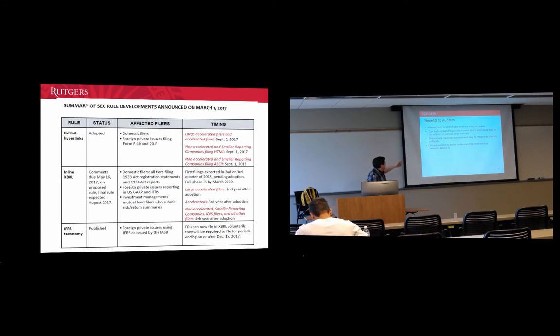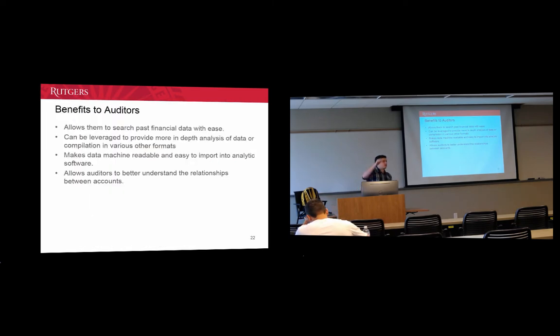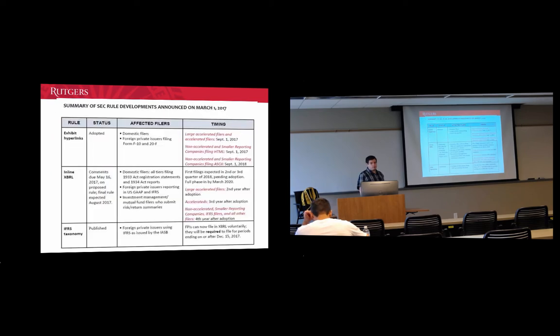This is about the benefits to auditors. It allows them to search and ask for information feeds. You can leverage more in-depth analysis, like how it lets you drill down and click on different things. It makes the machine-readable information easy to import to any software, because before XBRL this wasn't an option. And it allows auditors to better understand the relationships that exist between them. While this is mandatory, there are voluntary filing options for companies, and some companies are doing this voluntarily.